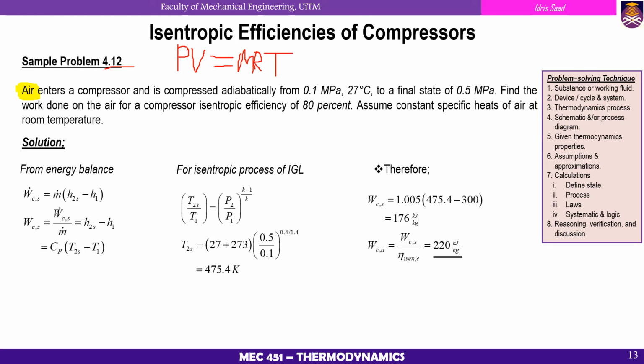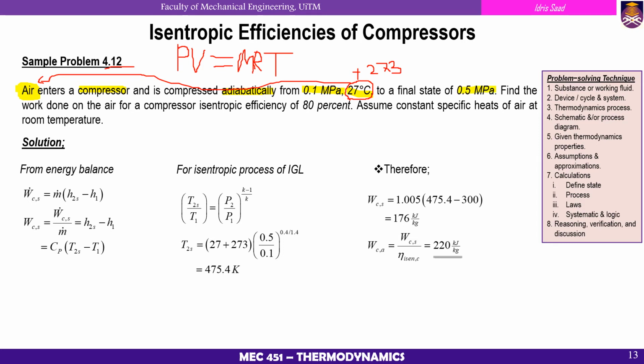Air enters a compressor and is compressed adiabatically, so no heat loss, from 0.1 megapascal, 27 degrees Celsius. Please check the unit. This is 27 degrees Celsius and the substance is air, so you have to convert it by adding 273, to a final state of 0.5 megapascal.